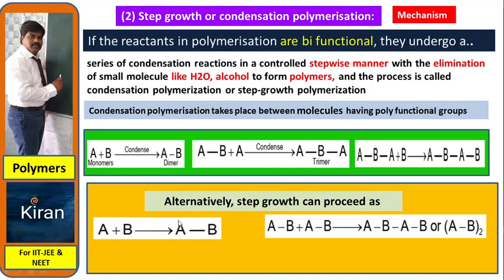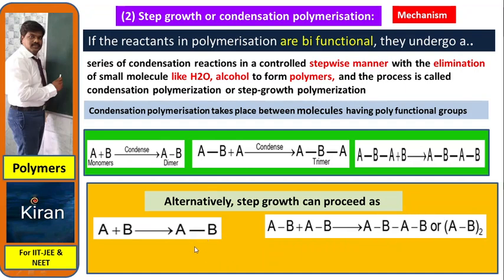Two AB type molecules when combined: A plus B, you will get AB. One more A plus B, you will get AB. Both ABs are combining. AB plus AB, you will get an AB type of big molecule.